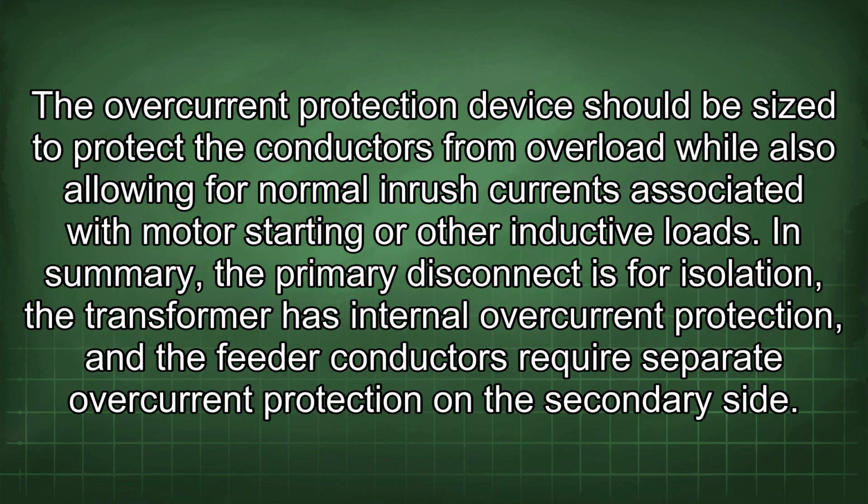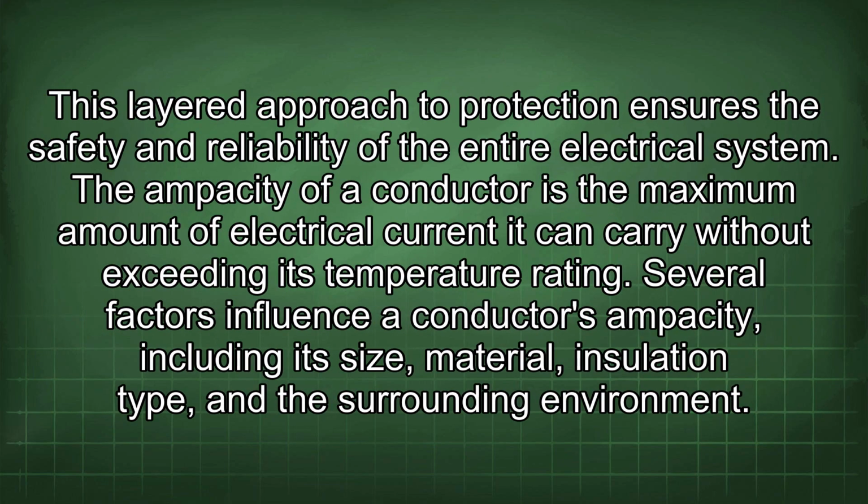The overcurrent protection device should be sized to protect the conductors from overload while also allowing for normal inrush currents associated with motor starting or other inductive loads. In summary, the primary disconnect is for isolation, the transformer has internal overcurrent protection, and the feeder conductors require separate overcurrent protection on the secondary side. This layered approach to protection ensures the safety and reliability of the entire electrical system.